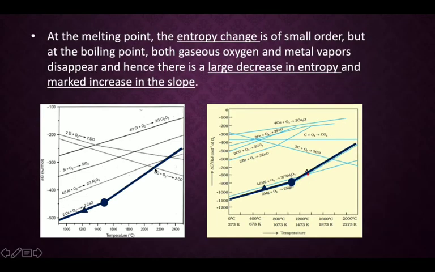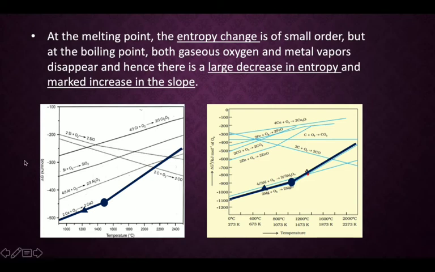You can see these 2 points, right? At the melting point, the entropy change is very small. Melting point means when the oxide, which is in the solid state, gets converted to liquid. From solid to liquid, of course the molecules are more free to move, but the entropy change is not very high. But when the liquid becomes gas, what happens? The molecules are very free to move. They are not bound by anything. So the entropy change will be very high.